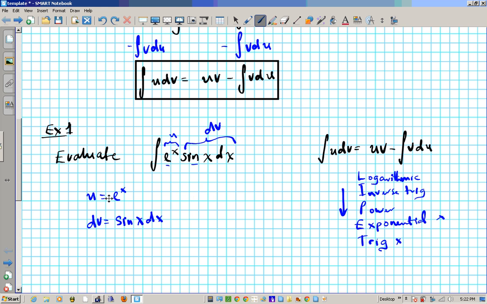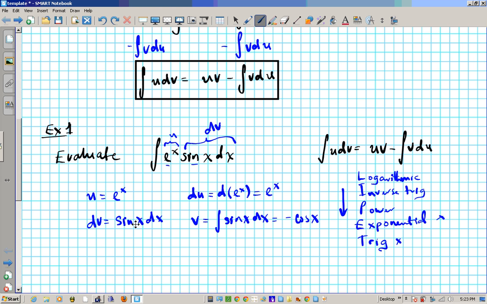So let's look for du first. That's easy. So du is simply the derivative of e to the x. What's the derivative of e to the x? It's simply e to the x, right? And then v, to get v, we've got to get rid of this d. So inverse of derivative is the antiderivative, right? So all we have to do is integrate, find the antiderivative of sine x, and that would be what v is. So v is basically the antiderivative of sine x dx, which is simply negative cosine x.